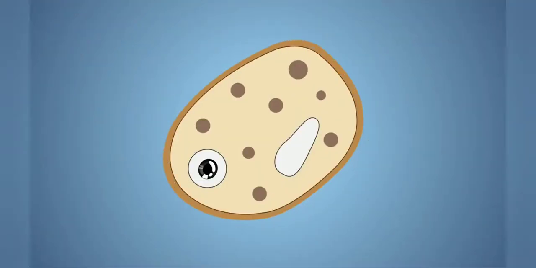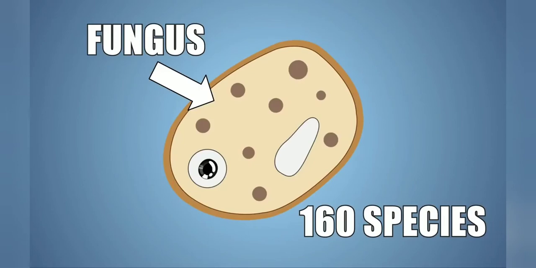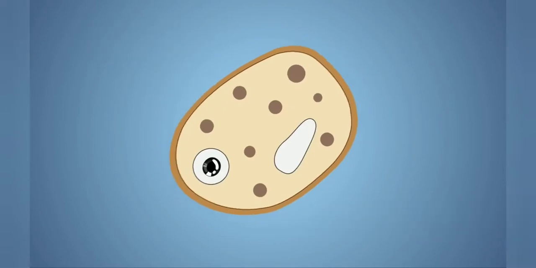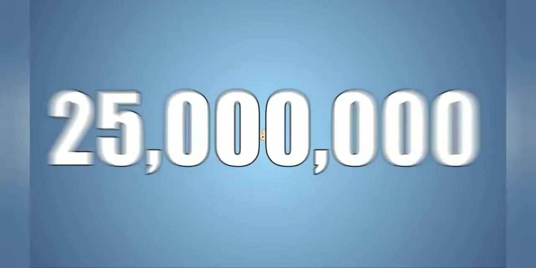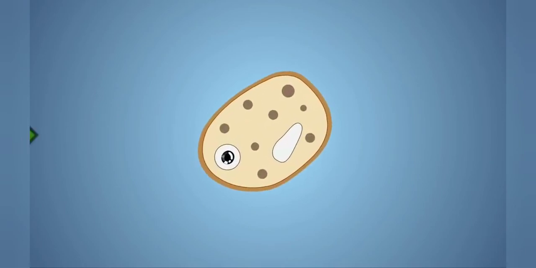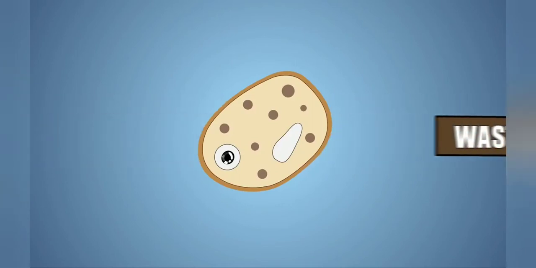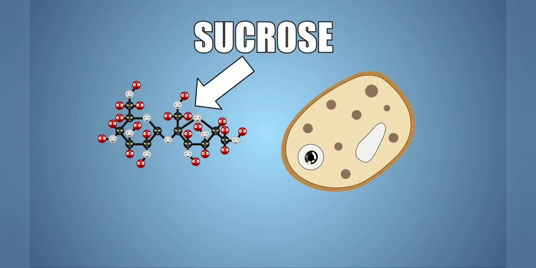Let's look at this experiment a little closer. Yeast is a fungus, and there are about 160 known species of yeast. Yeast is very small. 1 gram holds around 25 million cells and has been used for thousands of years to help bread rise. But how does a fungus help bread rise? It has to do with what yeast eats, how they metabolize that food, and what waste products are released. Yeast feeds on sugars and starches.